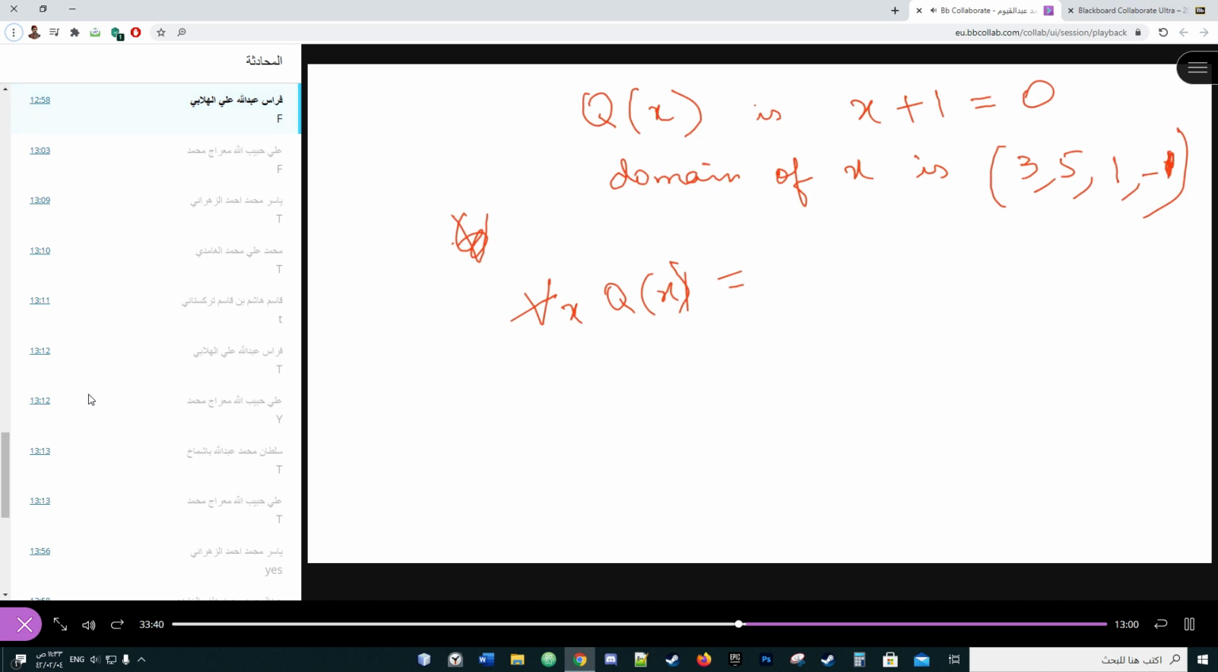It is false. We know it's false. Why? Because 3 plus 1 is not 0. So for all it is not true. For all values of x it is not true. But what about for some x, q of x?